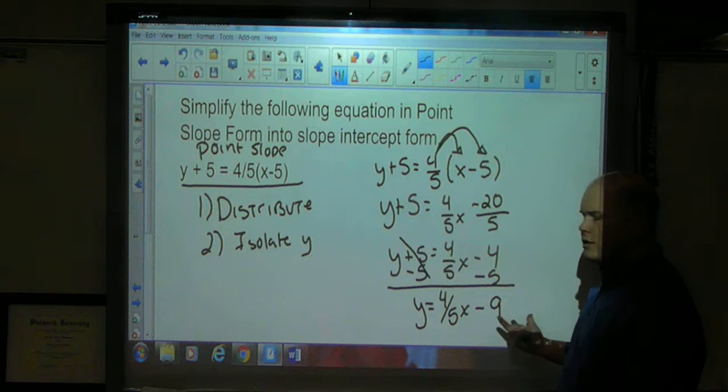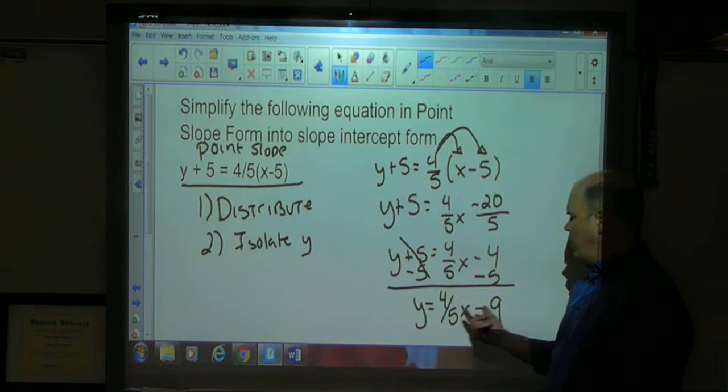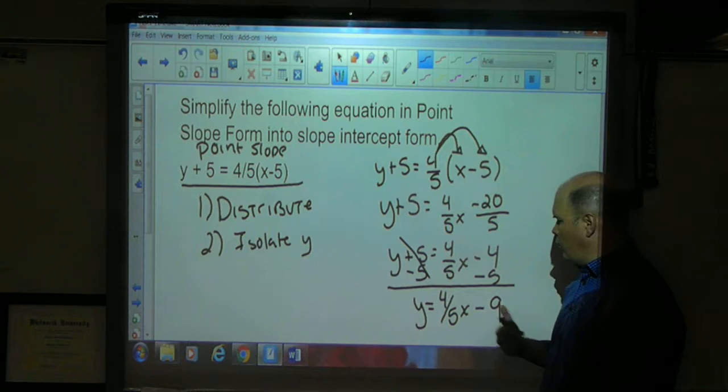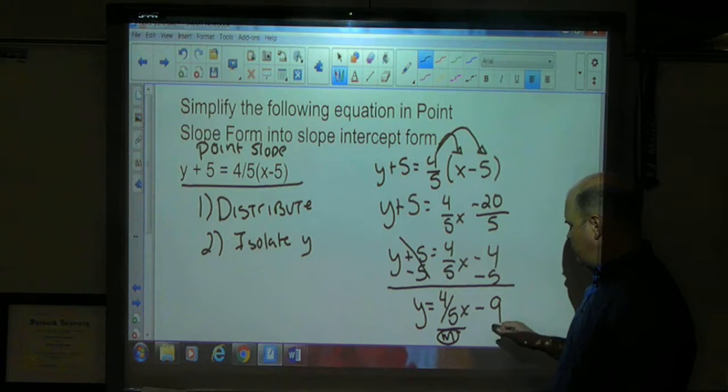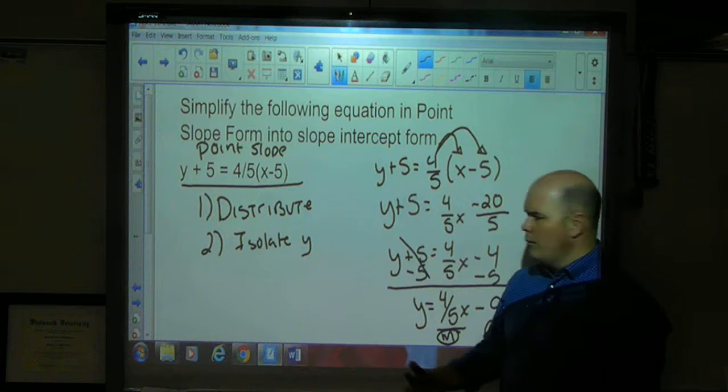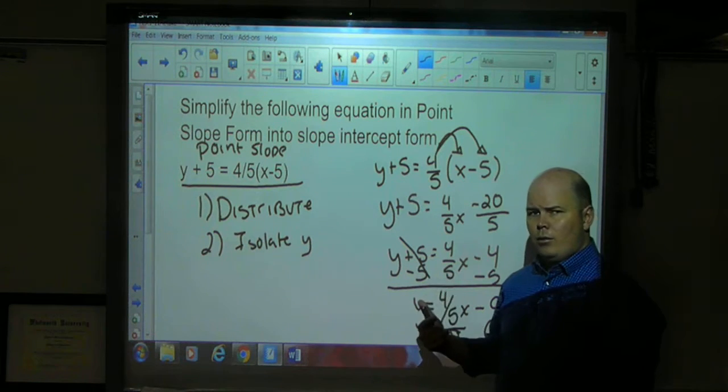Okay, now I'm in slope-intercept form. That's where I want to end with when you start in point-slope form. So now if I ask something like, what's the slope? Well, my slope would be 4/5, that's my m, and my y-intercept, or my b, would be negative 9. Okay, that's what we were looking for on that second one.